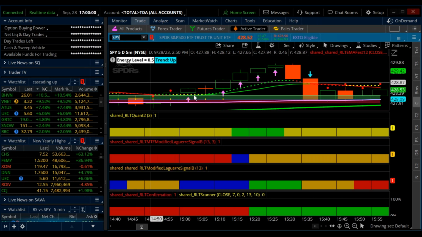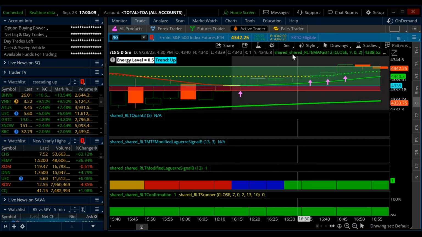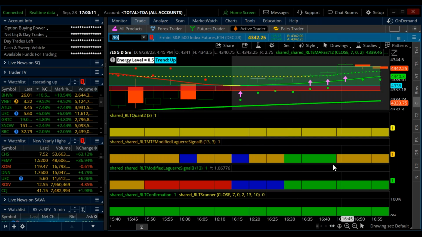So if I was looking for after hours action right here, what I would typically use is the ES. And the ES is telling me, this is a 5-minute chart in the ES. You can see that it's relatively bullish right here.